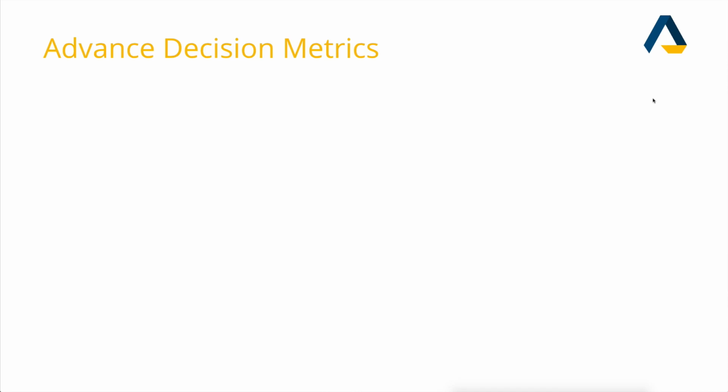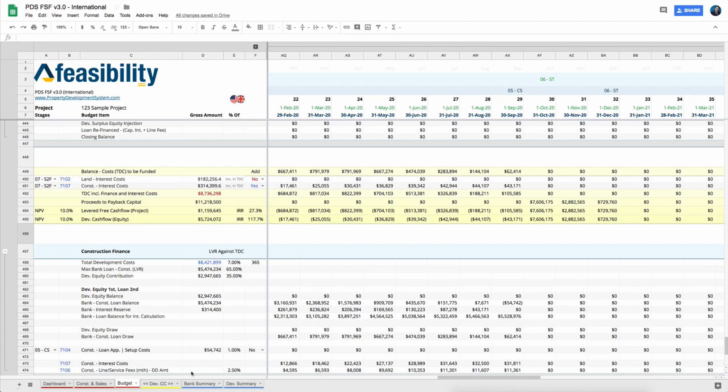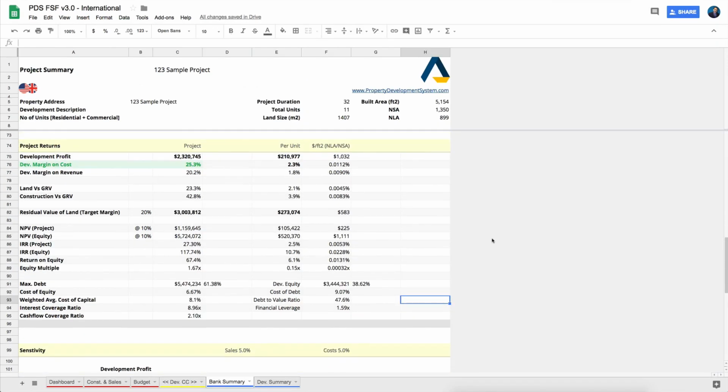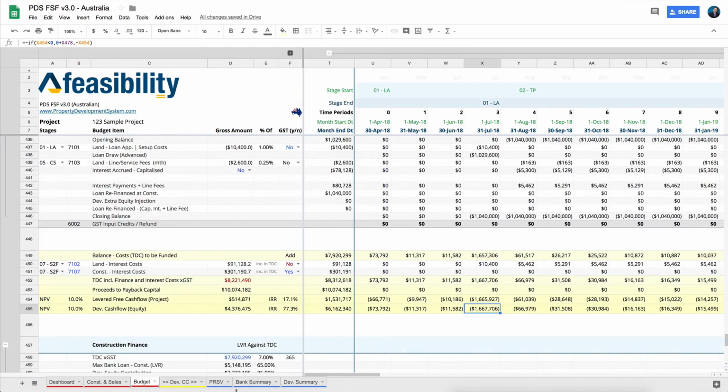So let's look at some of the other advanced decision metrics that are built into this feasibility application, and you'll be able to understand and get your head around what these are and what they mean for the feasibility of your project, and what sort of decisions you can make by finding out what they are. They're all available in the summary section.